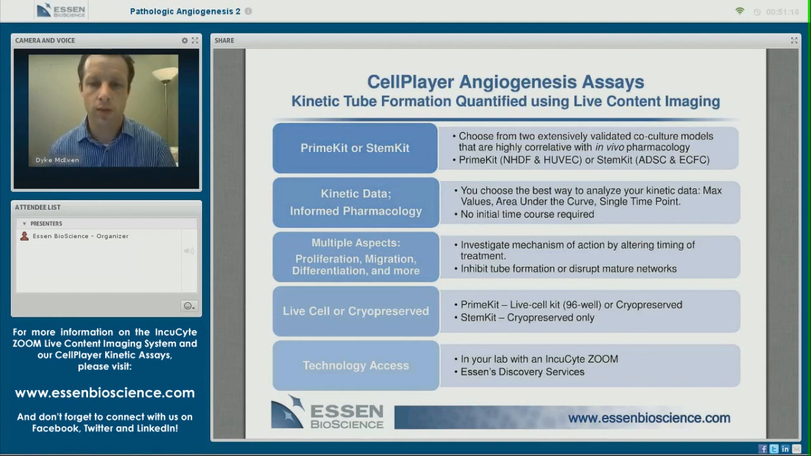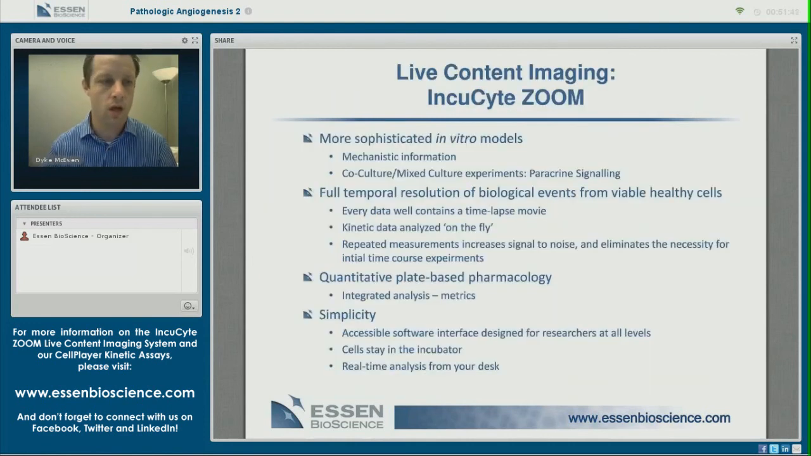Further, we offer the Prime Kit and the STEM Kit in multiple different modes, whether that be live cell or cryopreserved with a Prime Kit, cryopreserved only with a STEM Kit, or you can send, if you prefer, we'd be happy to run your compounds here at Esen, set up the kits here at Esen through our Esen Discovery Services program, and generate data and reports of your final experimental results prior to sending them to you.